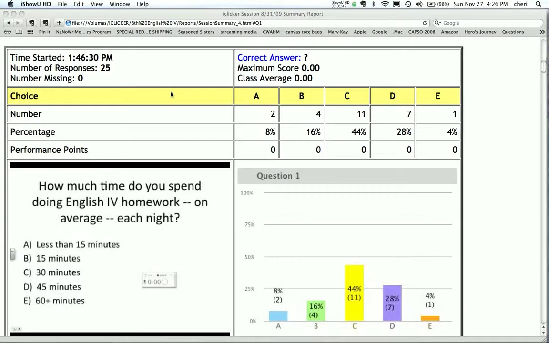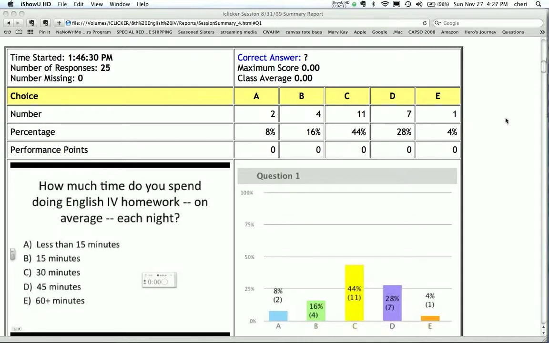So with the iClicker, even if it's just an opinion, they can see immediately where they stand in comparison with their classmates. If it's a preference sort of thing, then we can tally up the votes and make a decision. And if it's a quiz question, then they can see immediately whether they got it right or wrong.